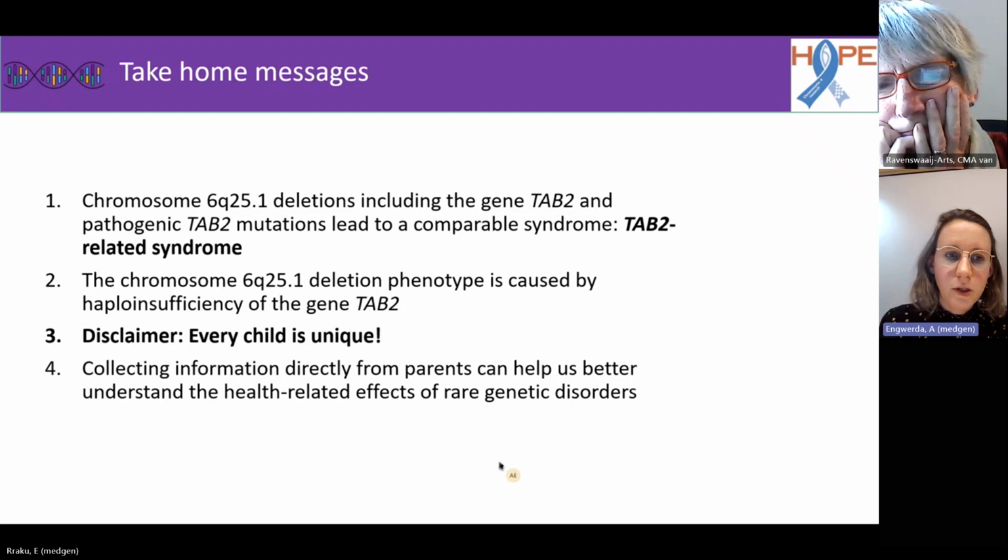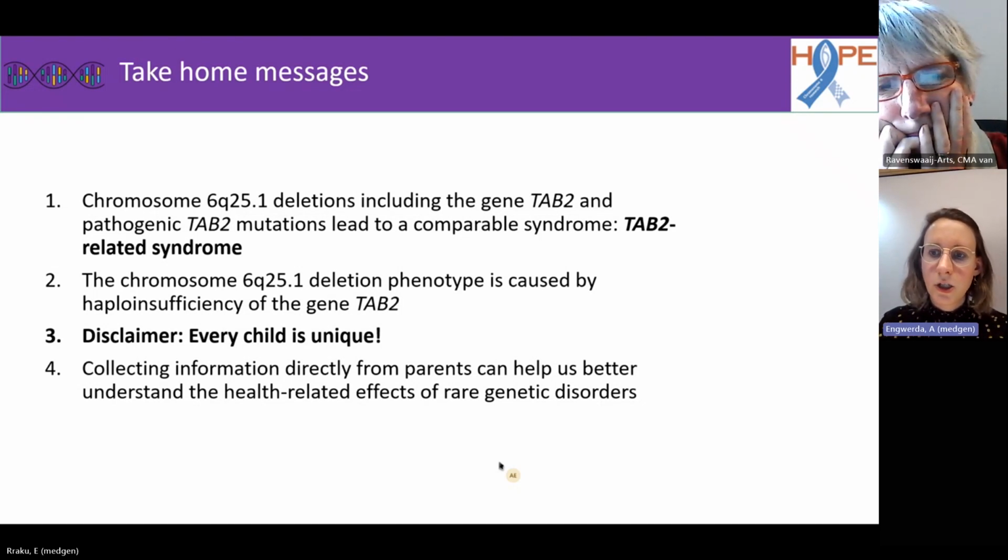What's also very important for these chromosome deletions is that every child is unique. So all the characteristics that I mentioned were seen in these children, but it doesn't mean that each characteristic is always seen in every child. And this again also shows the study that, with the information from you, the parents, we can really better understand these kinds of chromosome disorders. So this is really helpful for us.